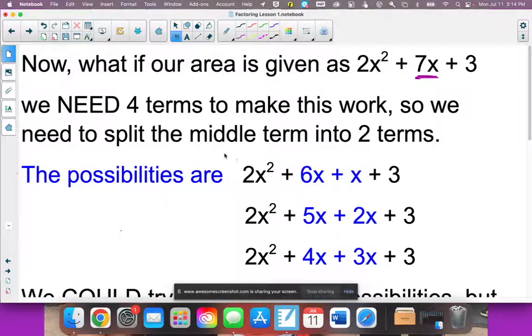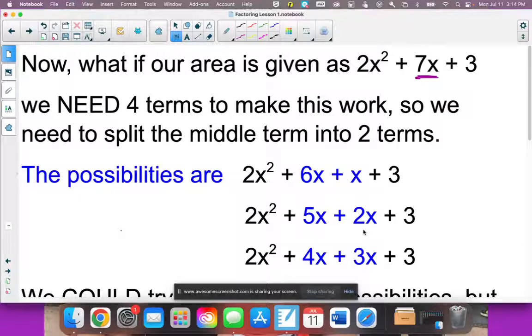So we have 3 possibilities that add up to 7x, right? 6x plus 1x. And again, addition order doesn't matter, so you could put 1x and 6x or 6x and 1x, doesn't matter. 5x and 2x, and 4x and 3x. Those are my 3 possibilities, okay?